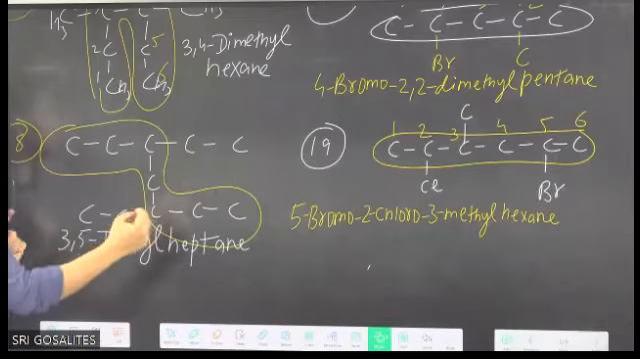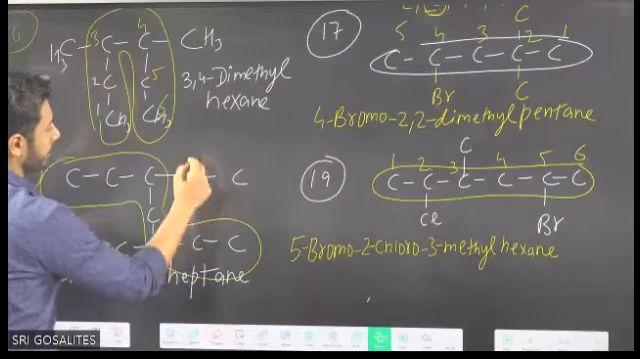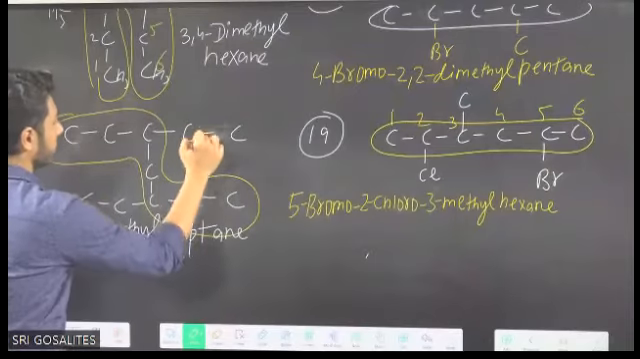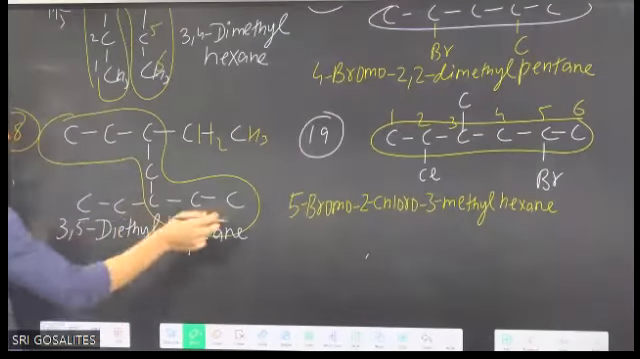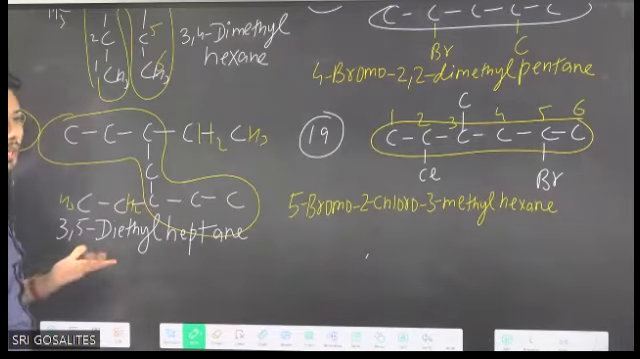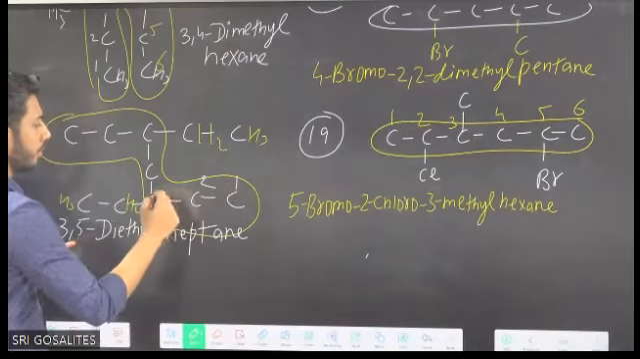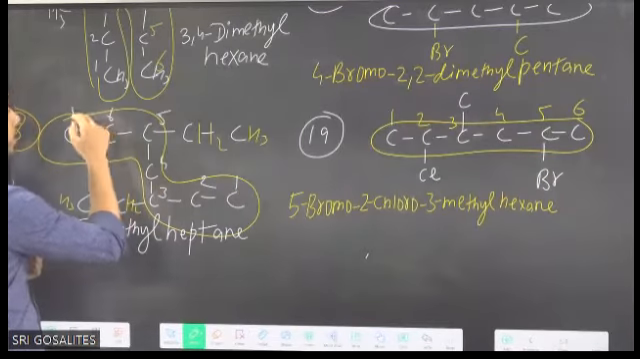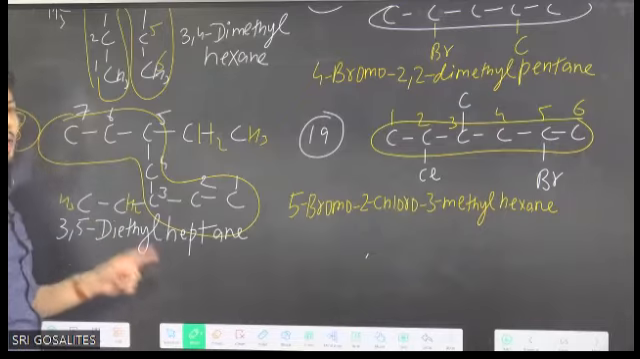Now 7, which is not part of the parent chain, CH2 CH3. And this is also selected. It is CH2 CH3 CH2 CH3. Now tell, CH2 CH3 ethyl at which position? 1 2 3 4 5 6 7, 3 and 5. 3 comma 5 diethyl heptane.